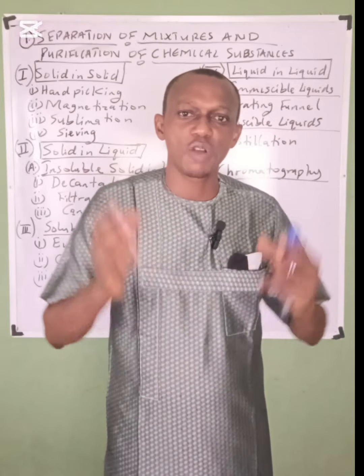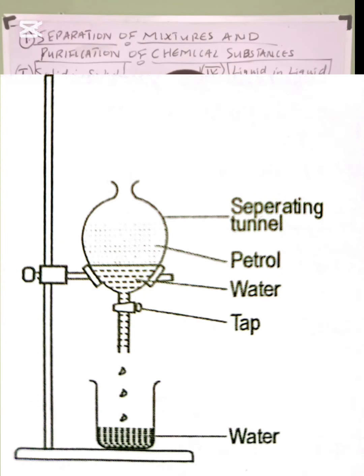How can we now separate them? We put them in the separating funnel, because that's the number one method, and that's the only method used for immiscible liquids. Immiscible liquid means you will now see the level in the separating funnel, so you can now open the tap. After opening the tap, we can now separate it in that manner. So that's the method we always use for immiscible liquids.